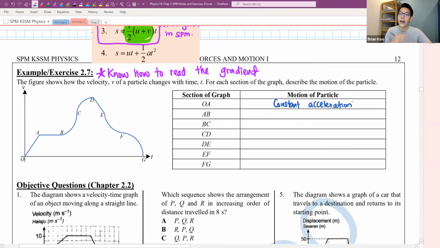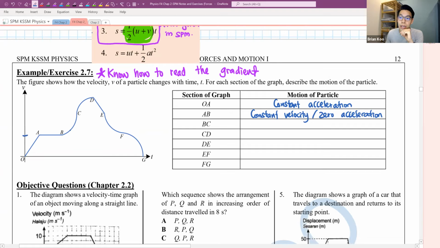I know some of you may say velocity is increasing uniformly. Same meaning. Constant acceleration is a bit better. Okay, so this is talking about how to analyze the gradient, right? That's our whole purpose for this question. A to B. Velocity is at a fixed value. Zero acceleration. Okay, you have constant velocity or zero acceleration. The speed remains at the same place. Velocity remains at the same place.